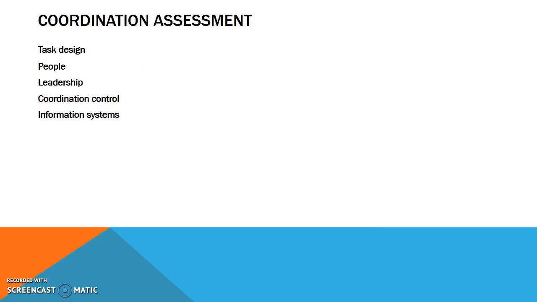Next, we'll cover the coordination assessment, which consists of task design, people, leadership, coordination control, and information systems. Task design is the coordination of how tasks are done. Is the work repetitive or divisible? People. The people subcategory explains the skill level of people and determines the setting for the place of business according to your people's skill level.